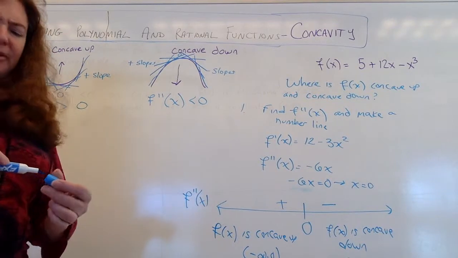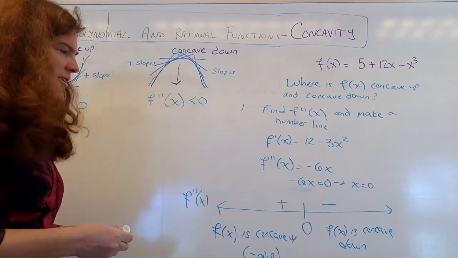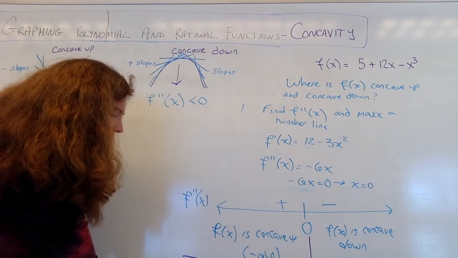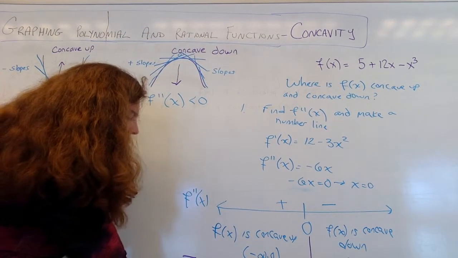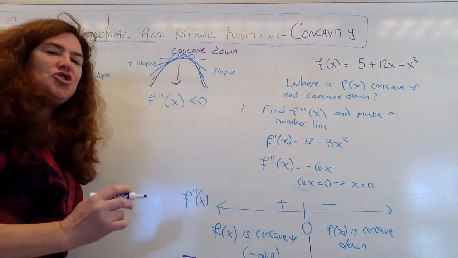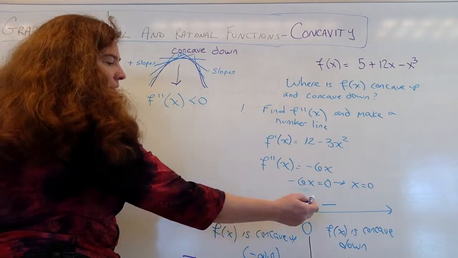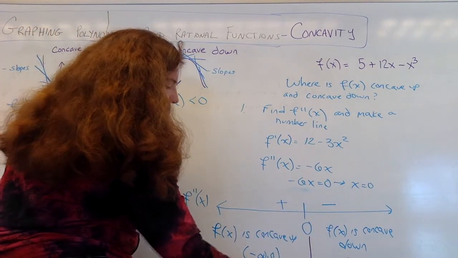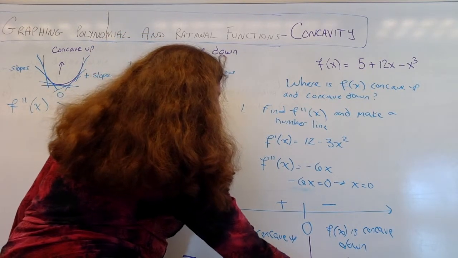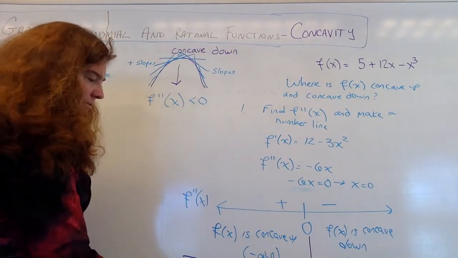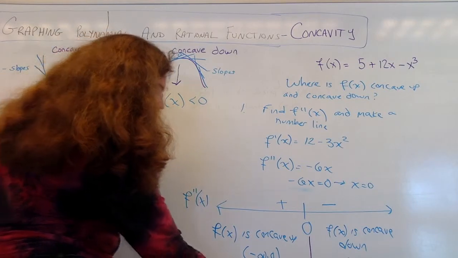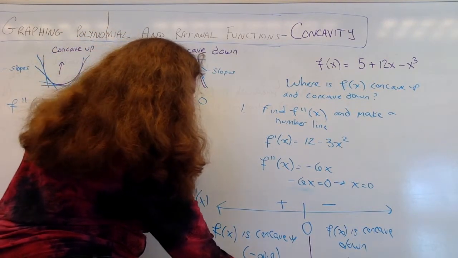What about that point there? What about 0? This point is called an inflection point. And an inflection point is where your concavity changes. I go from plus to minus. So it's a point where your concavity changes, either from positive to negative or negative to positive. And that is all there is to it.